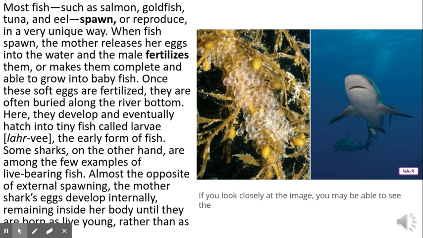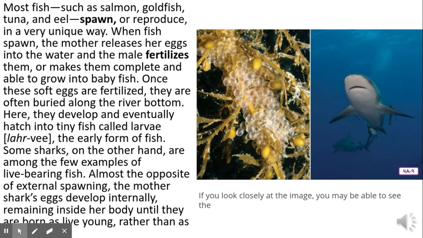Most fish, such as salmon, goldfish, tuna, and eels, spawn or reproduce in a very unique way. When fish spawn, the mother releases her eggs into the water, and the male fertilizes them, or makes them complete and able to grow into baby fish. Once these soft eggs are fertilized, they are often buried along the river bottom. Here they develop and eventually hatch into tiny fish called larvae, the early form of fish.